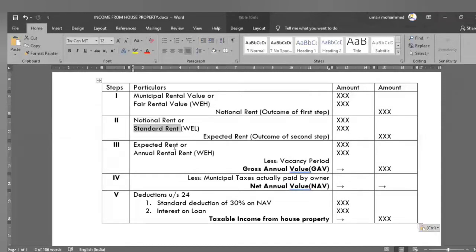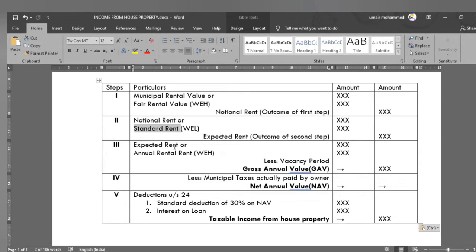And if this law is effectively implemented in the city or town, nobody can charge a rent which is more than this. So that's the reason in this step, what we do is we write here notional rent or standard rent, whichever is less. And the outcome of the second step after comparing these two, notional rent and the standard rent, the outcome of this step is called expected rent.